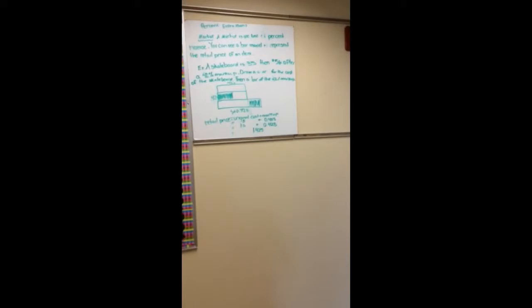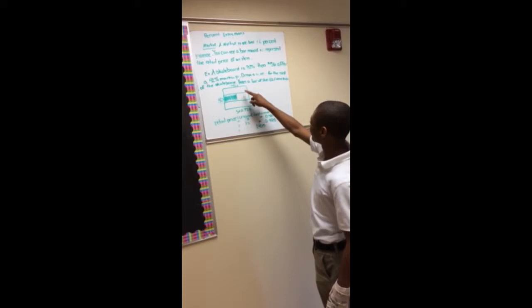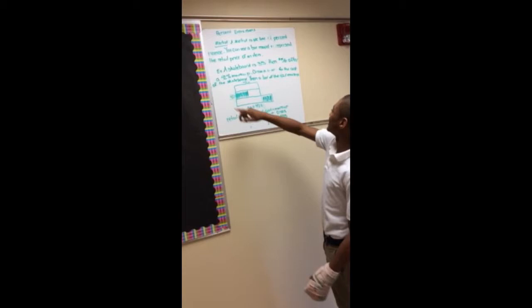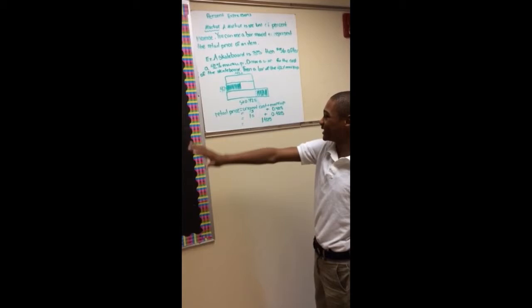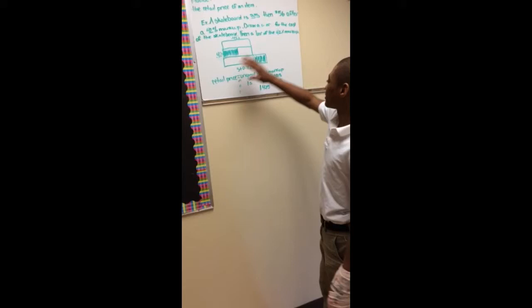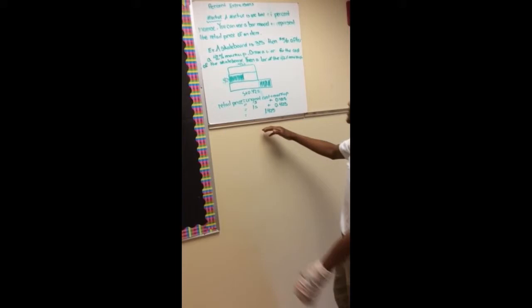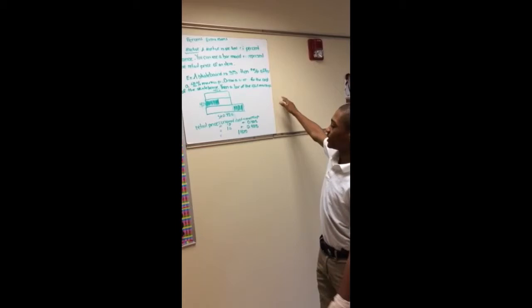So this bar right here represents the skateboard price. This bar represents the retail price, and the markup bar represents the markup, and this bar represents the total. So then you do S plus 1.32S, the retail price, original cost plus the markup. It all just equals 1.425, because S equals 1, and 1 plus 0.425 equals 1.425.